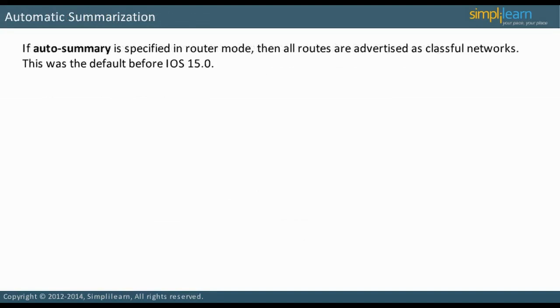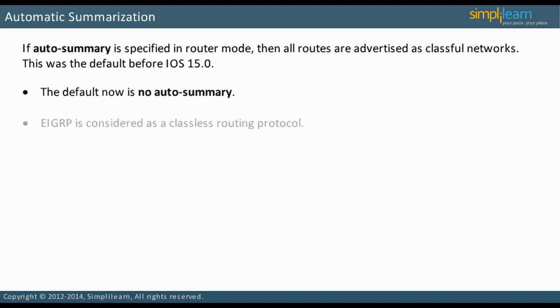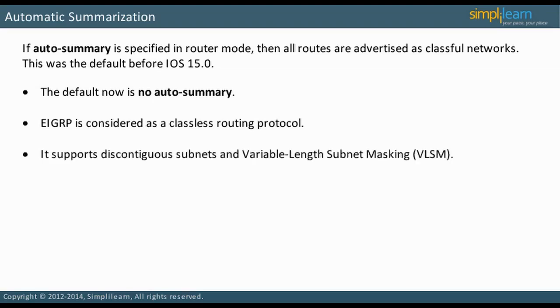If auto-summary is specified in router mode, then all routes are advertised as classful networks. This was the default before IOS 15.0. The default starting with IOS 15.0 is no auto-summary. Therefore, EIGRP is now considered a classless routing protocol. It supports discontiguous subnets and variable length subnet masking, VLSM. We will next move on to equal cost load balancing.